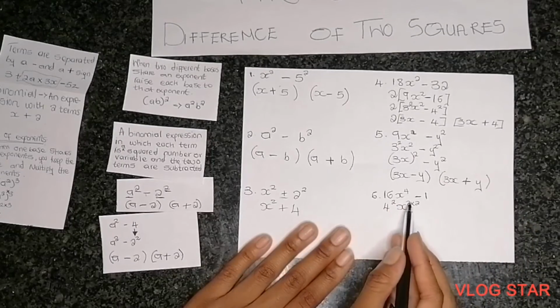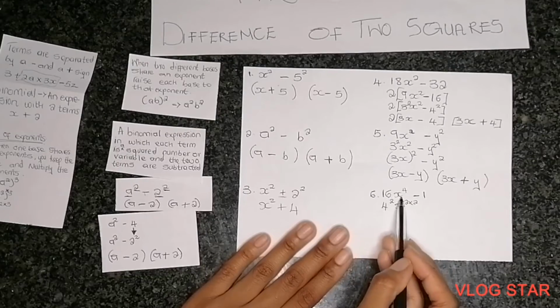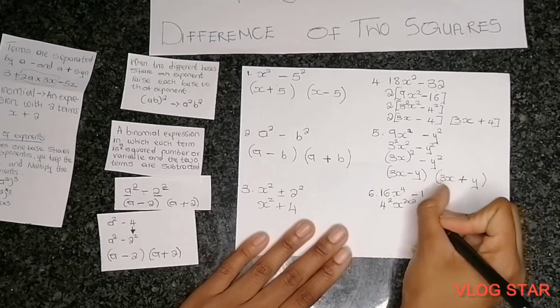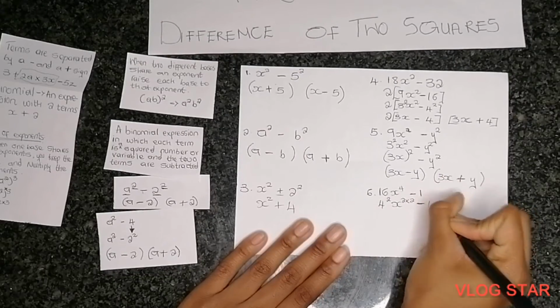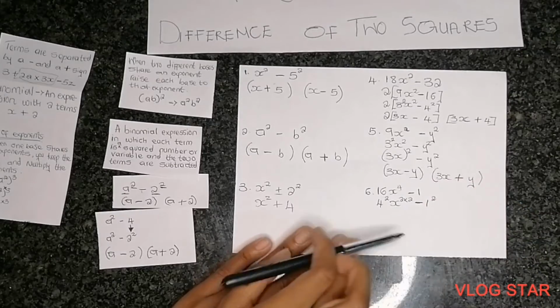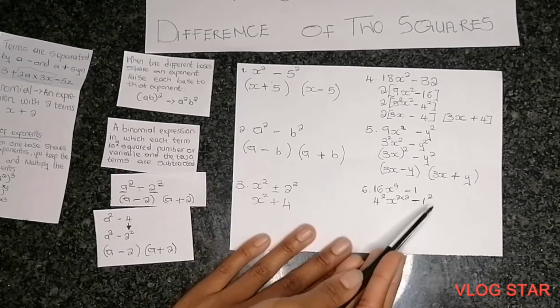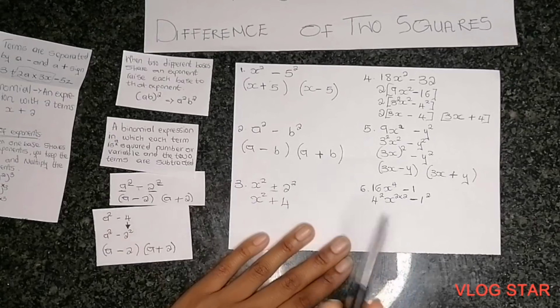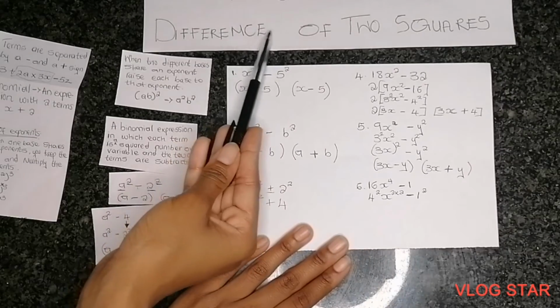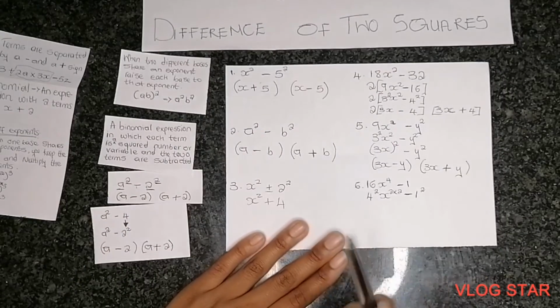So x to the exponent 2 times 2 is the same as x to the exponent 4. Then minus 1 to the exponent 2. So we are giving our 1 exponent 2. Why? Because it won't affect the answer, and so that it can suit the factorization by difference of two squares.